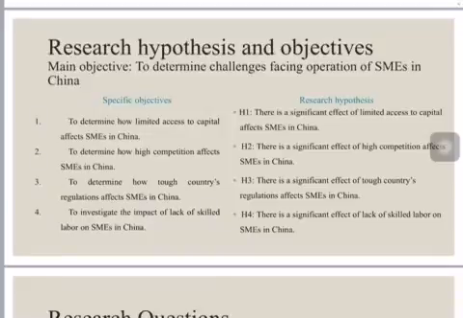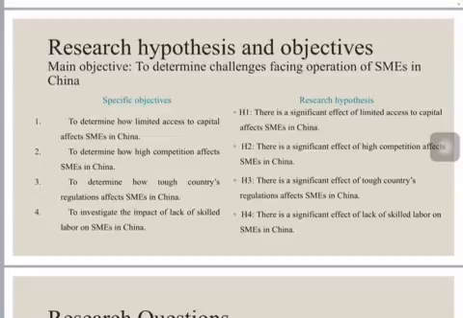The second part is research hypotheses and objectives. The main objective is to determine the challenges facing the operation of SMEs in China: to determine how limited access to capital affects SMEs in China. There is a significant effect of limited access to capital on SMEs in China.